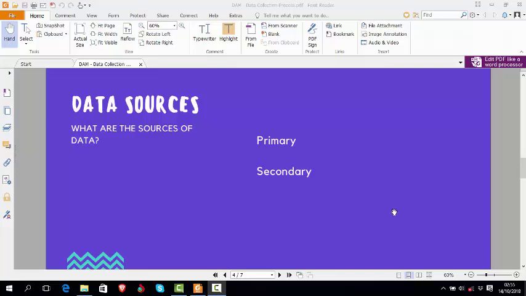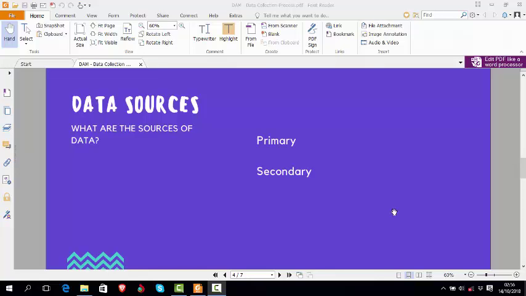So what is primary data? Primary data are data that have no pre-existence. We've never collected such data before. We don't even know what that data means.